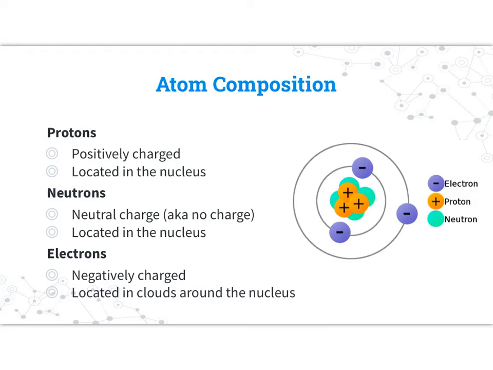Just as we were talking about, atoms are composed of protons, neutrons, and electrons. Protons are positively charged. Okay, they are located in the nucleus, looking at a Bohr diagram here. Neutrons have a neutral charge, aka they do not have a charge, or a charge of 0. They are also located in the nucleus. Electrons are negatively charged, and they are located in clouds around the nucleus, or in Bohr's model, orbiting like the sun and Earth.